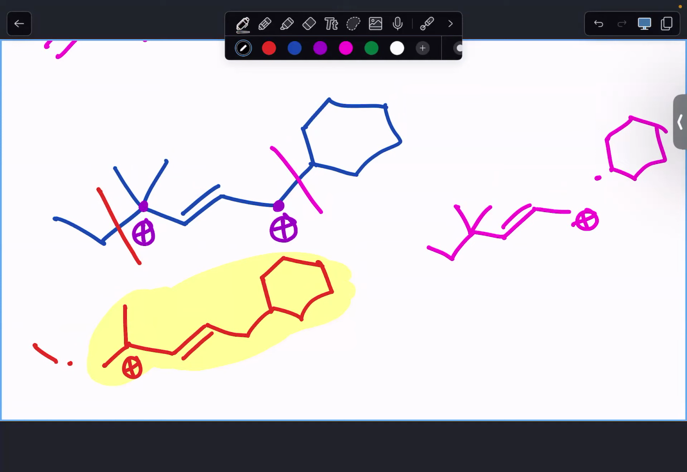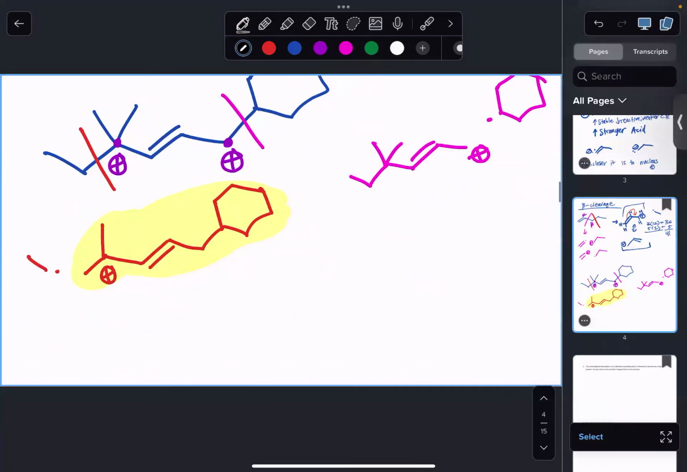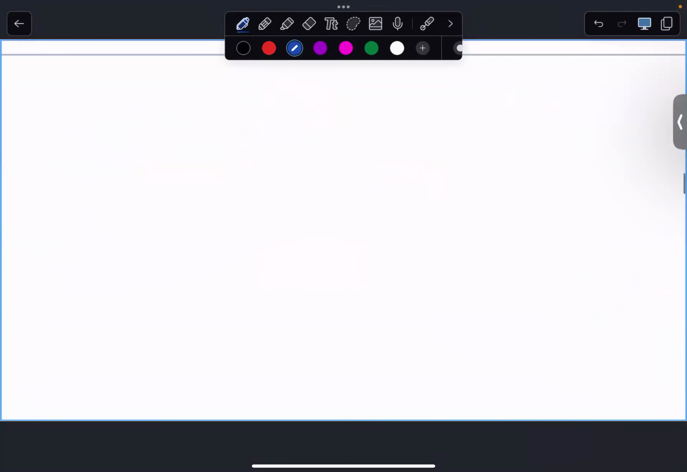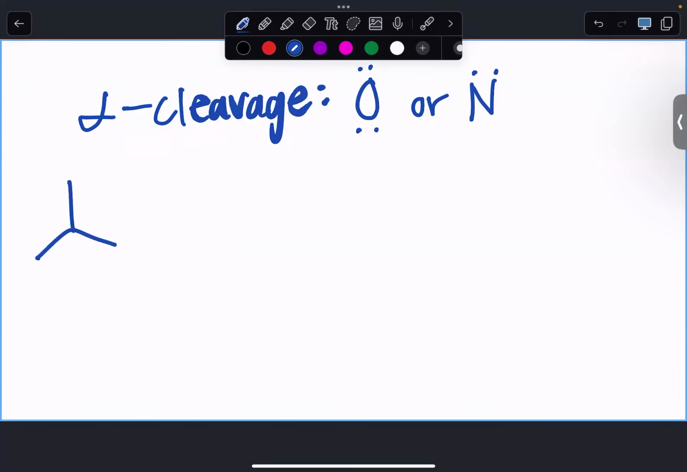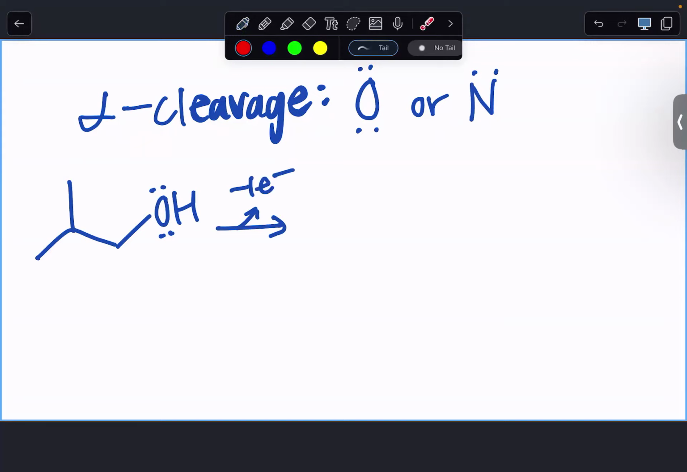Okay. So now let's go over alpha cleavage. Alpha cleavage is going to involve oxygen or nitrogen where they have lone pairs. So let's look at an example. Let's say we have this oxygen there, right? When we put this through mass spectrometry and ionize it, we can't cleave it right away. It goes through some intermediate first, where which one of these electrons are the most loosely held?